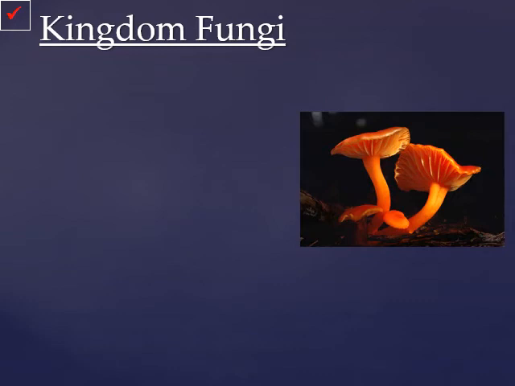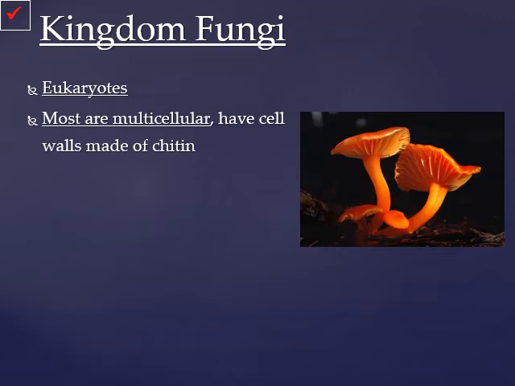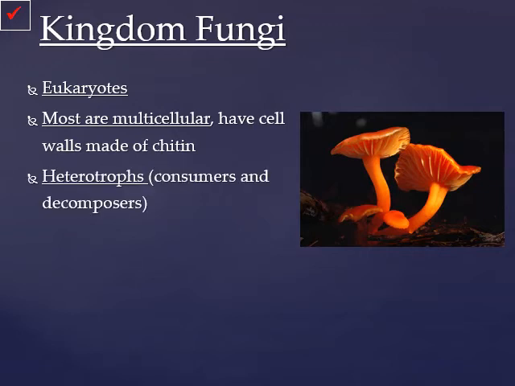Up next, we have the kingdom fungi. These are also eukaryotic. Most are multicellular, and they have a cell wall made of chitin. That's right, not chitin, chitin. They are heterotrophs. That's right, fungi cannot actually make their own food. They need to go ahead and consume others, and often do this through extracellular digestion. So they kind of leech off of other organisms.